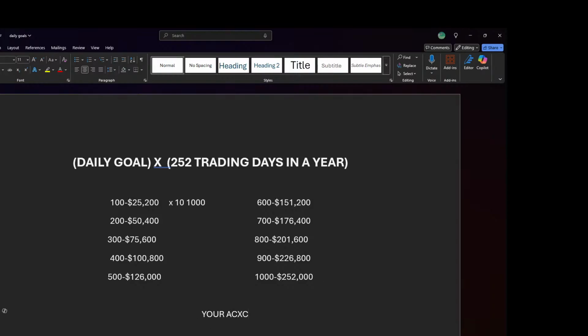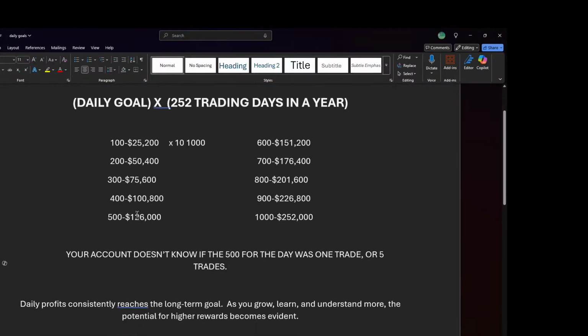Your account doesn't know if the $500 for the day was 1 trade or 5 trades. The only thing it knows is that at $500 a day, it's $126,000 a year.